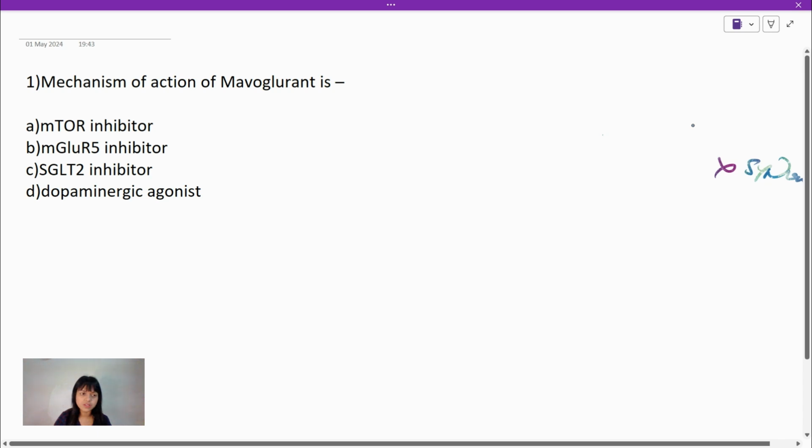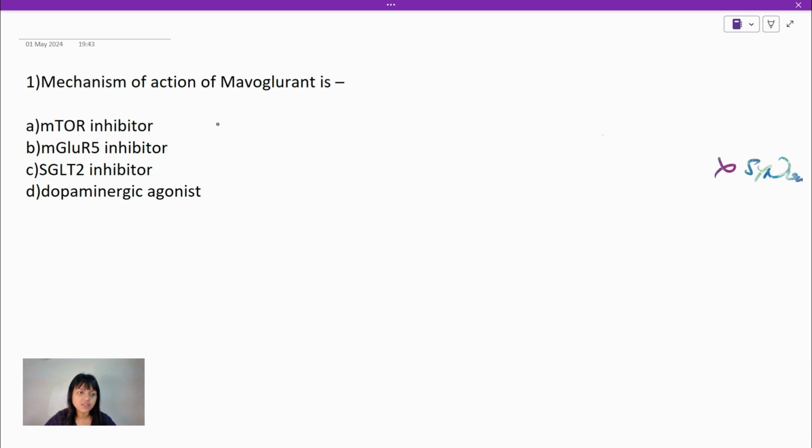Nutrition, and today we will be discussing 5 important one-liners for your upcoming NEET PG and INI-CET exam. Okay, so let's begin with the first one. What is the mechanism of action of mevoglurant? And you see, look at the options, students. First is mTOR inhibitor, next is mGlur5 inhibitor, SGLT2 inhibitor, and the last one is dopaminergic agonist.